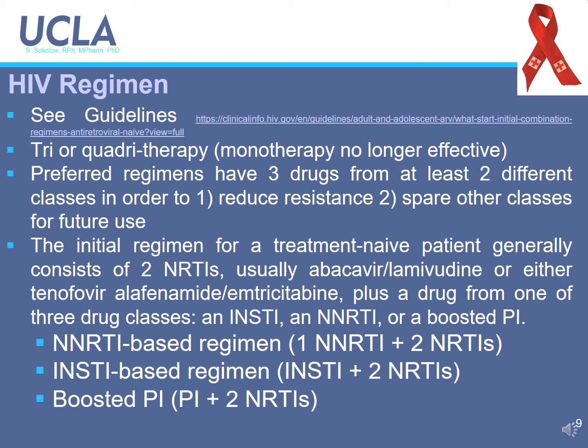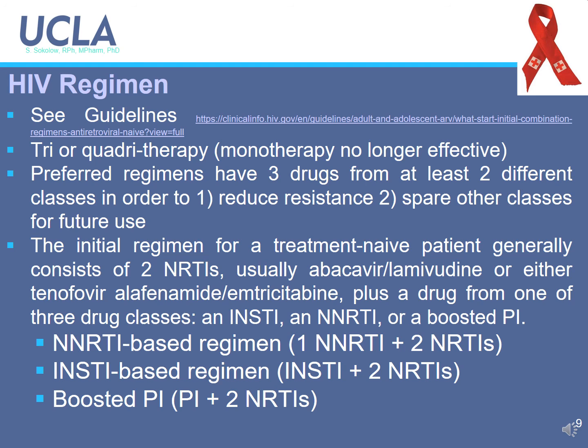But the initial recommended regimen for treatment naive patients, so a patient who hasn't been on any HIV treatment before, is to use 2 NRTIs, nucleoside or nucleotide reverse transcriptase inhibitors, and the most common ones are abacavir, lamivudine, tenofovir alafenamide, and emtricitabine, plus a drug from one of the 3 other classes, such as an integrase inhibitor or a non-nucleoside reverse transcriptase inhibitor. And then you can boost it with a protease inhibitor.